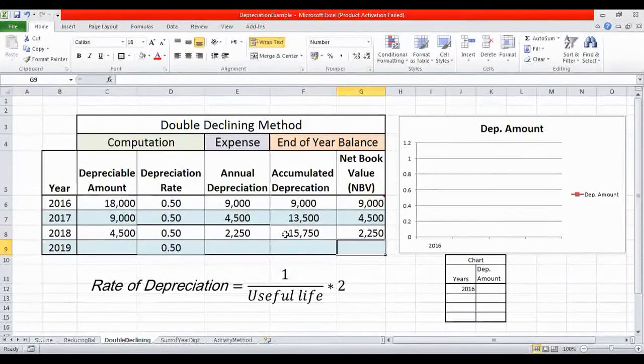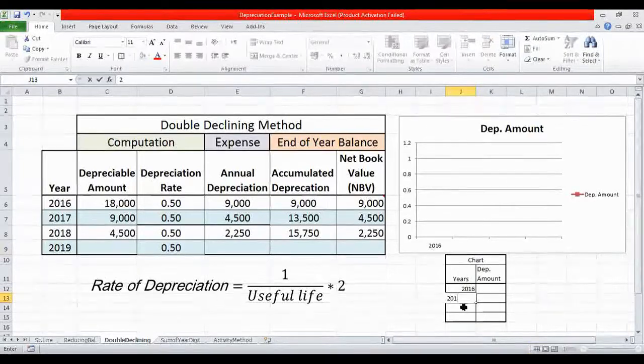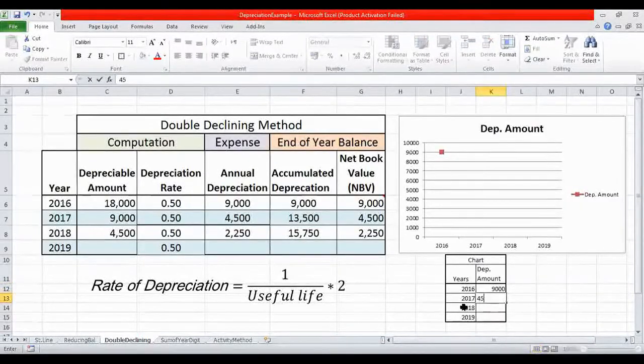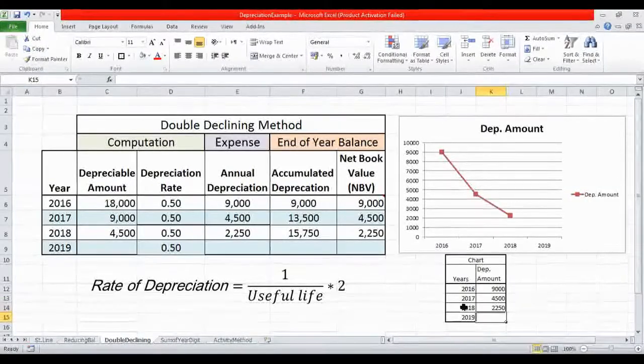This becomes our 2,250. In this double declining method, you can see that our expense, or the value of the machine, is decreasing very quickly. So if we want to calculate 2017, 2018, 2019, over here we are recording 9,000, then we are recording 4,500, then we are recording 2,250. You can see the graph which is formed in front of you, that we are decreasing the value of the asset in our books very quickly.